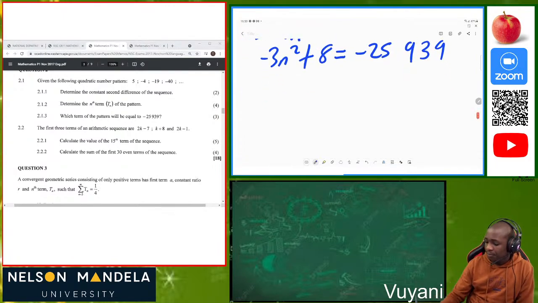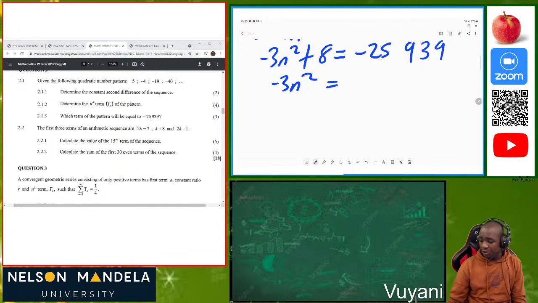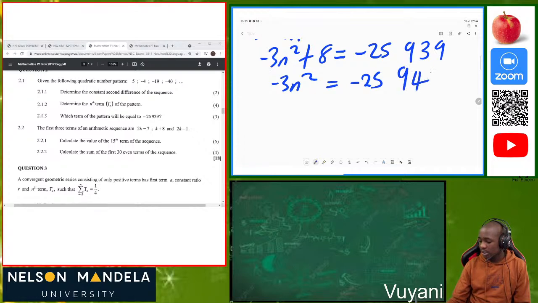We transpose 8 to that side, and we're going to have negative 3n squared equal to negative 25,939 minus 8, because this is a positive, and when it goes to that side it's going to be a negative. So we're going to have negative 25,947.